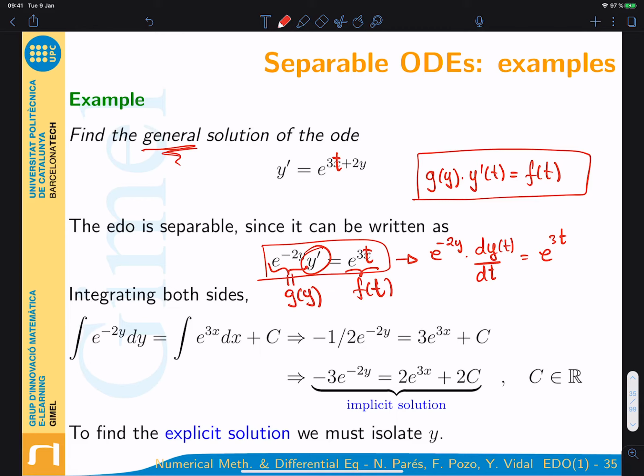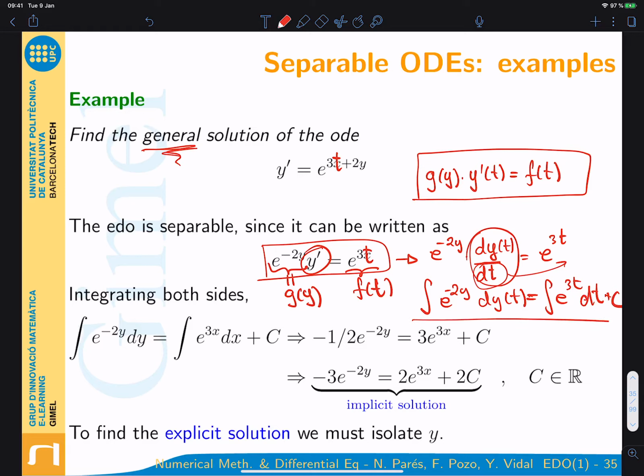And the trick is, okay, I will integrate here, and I will integrate here plus a constant. So you can think like this goes to the other side. This is not true because of course this is a specific notation for the derivative, but it's just a trick to remember how to solve it, okay? So that's what we will do. We will solve this integral, and we will solve this integral, and we will find the solution. So this is what we do here.